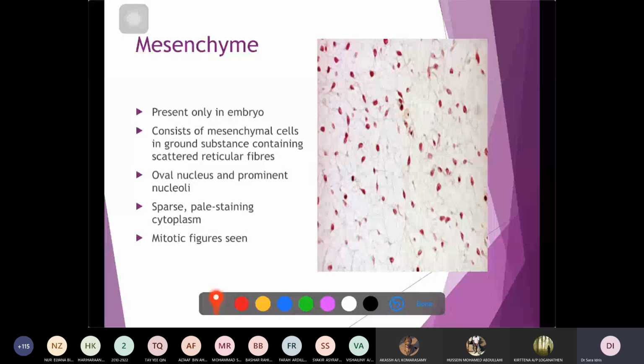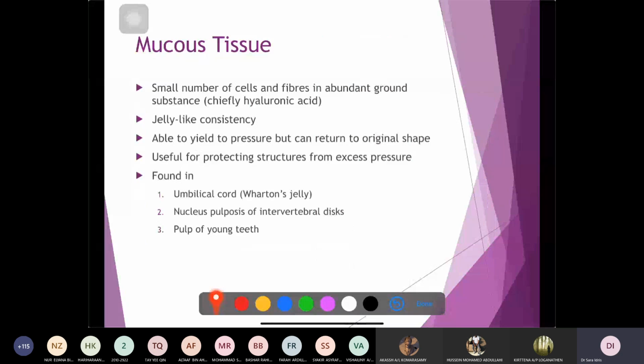Next is the mucous connective tissue. In mucous tissue you can find a small number of cells but a lot of ground substance. So the extracellular matrix is significantly more in this kind of tissue. The cells in it are not many, mostly just enough to synthesize the ground substance. Its function is that it's able to yield to pressure but return to its original shape. That's what mucous tissue is supposed to be like. It's not involved in replication; the cells are not dividing.